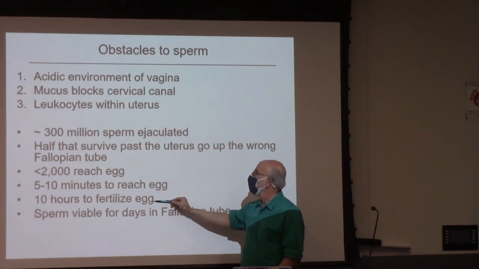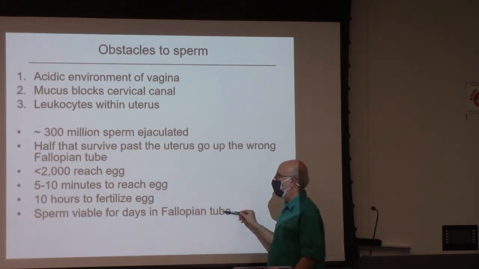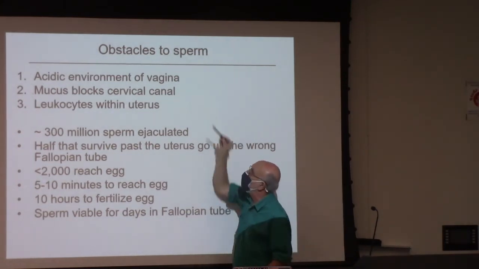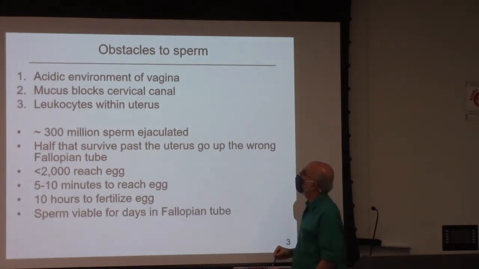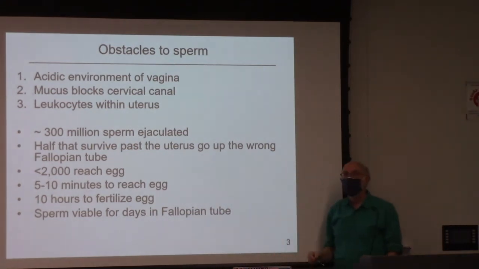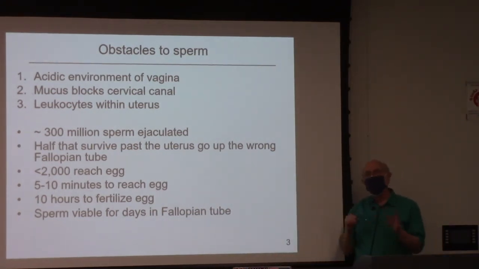Typically only one. And the sperm, once it gets past the hazards of the acidic environment of the vagina and the mucus block, gets into the uterus and the fallopian tube, it's viable for several days there. So the sperm can be swimming around in there waiting for the oocyte to meet it.